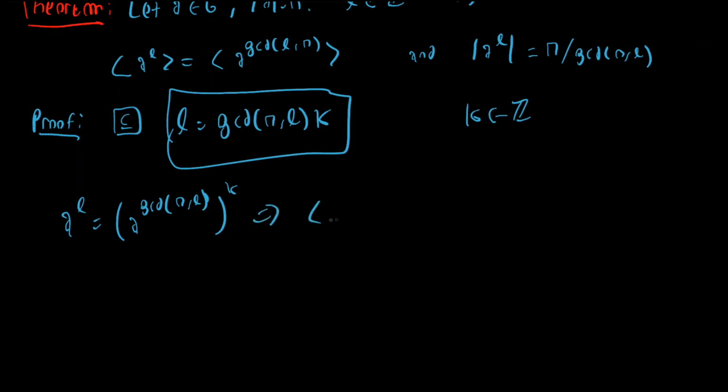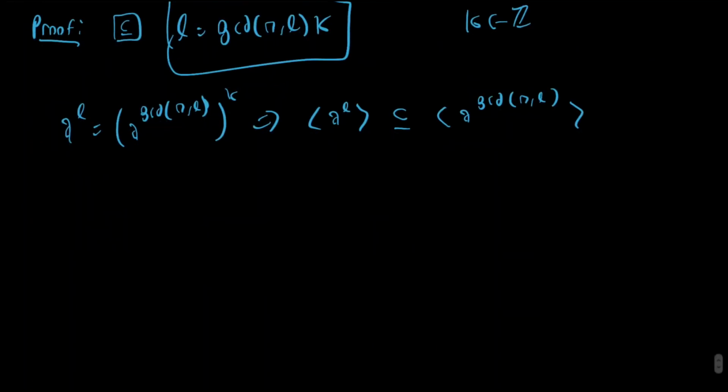From this, it will follow that the cyclic subgroup generated by A to the L is a subset of the cyclic subgroup generated by A to the power of the GCD of n and L. Well, why? Because A to the L and subsequently all of its powers can also be expressed as powers of A to the GCD of n and L. So all the elements of this set here will also be elements of this set here. So this is for the first inclusion.